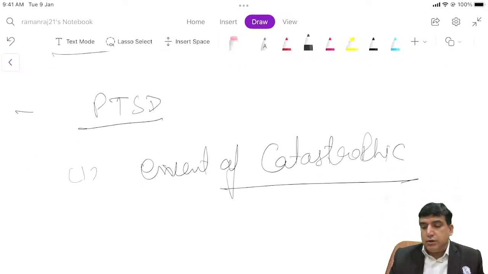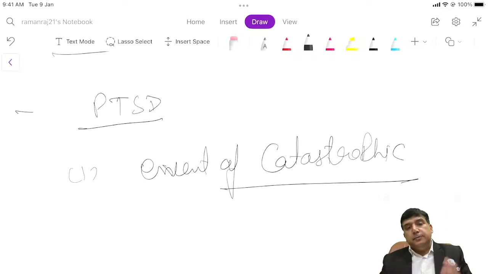The examiner will start the MCQ with the event of catastrophic nature. One is we have a stressful event. A stressful event can be stressful for one person but not for another. But by definition, a catastrophic event is an event which causes stress in almost everyone. For example, earthquake, tsunami, flood, sexual assault, rape, major accident. These are examples of catastrophic events, events which cause stress in almost everyone. So the first criterion of PTSD is an event of catastrophic nature.